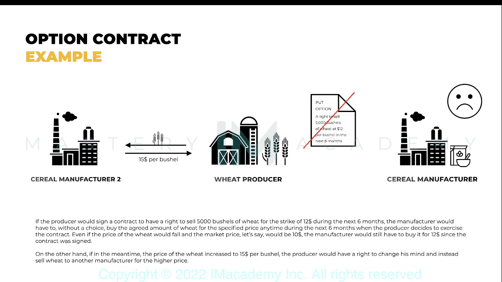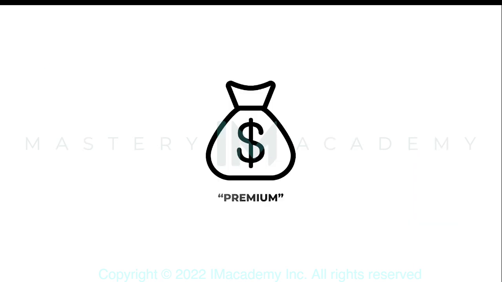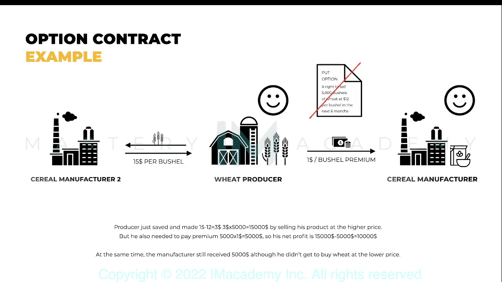So you may be asking why the manufacturer would even sign such a contract in the first place if they can be left without the product they expect to purchase. Well, there are a couple of different reasons for that. First of all, purchasing option contracts involves something called premium. Special treatment involves a special price, therefore the producer pays the manufacturer to sign the option contract, and this upfront payment is called premium. So let's come back to our example, knowing what premium is.